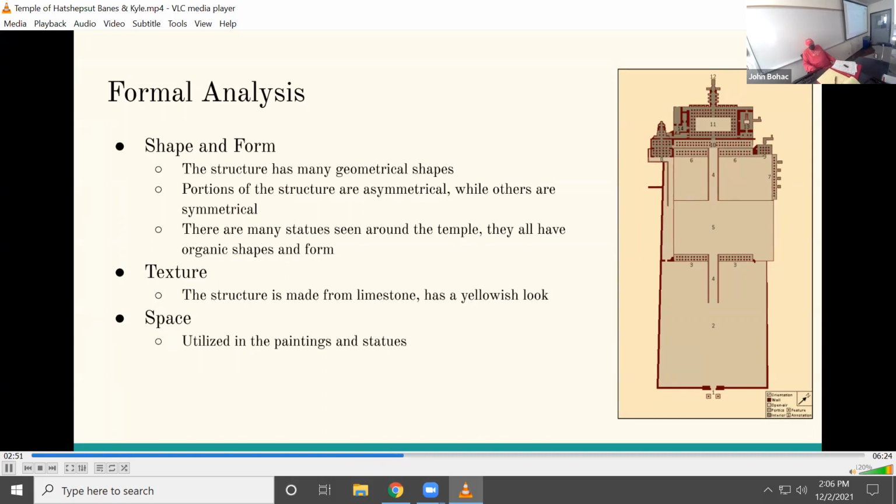And there are also many organic shapes around the structure, like the statues, and the texture, it's limestone, it's sort of yellowish. It's super different when it was first made. Space is used a lot, which we've been talking about on the next slide.